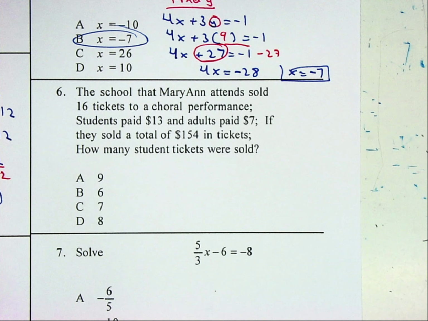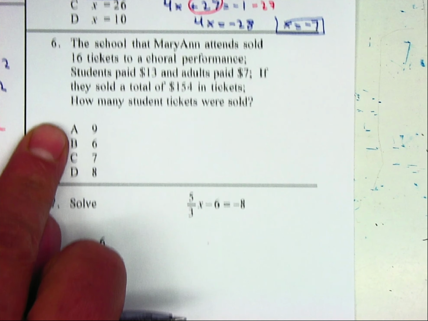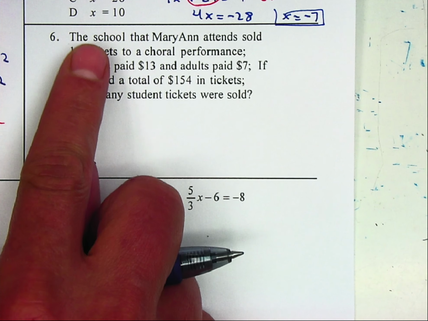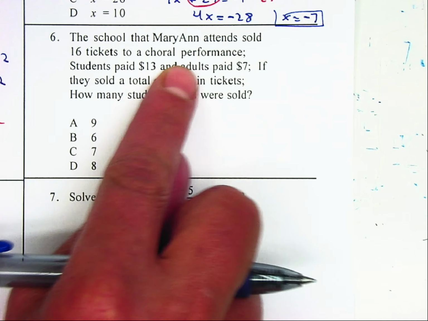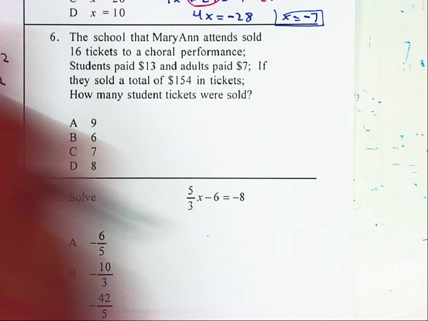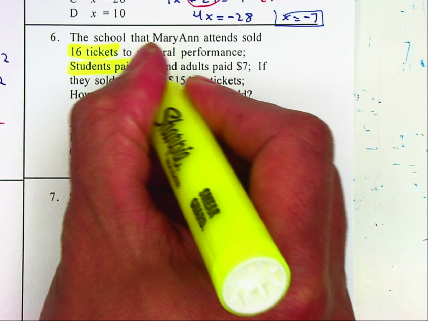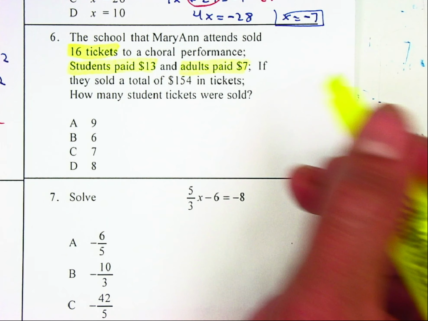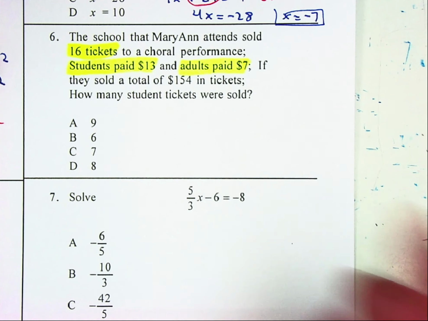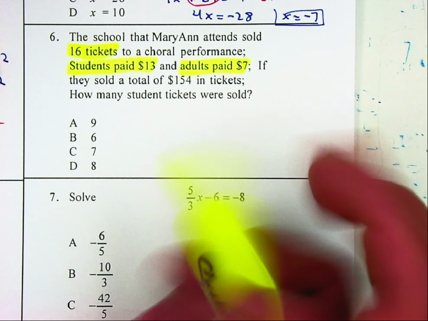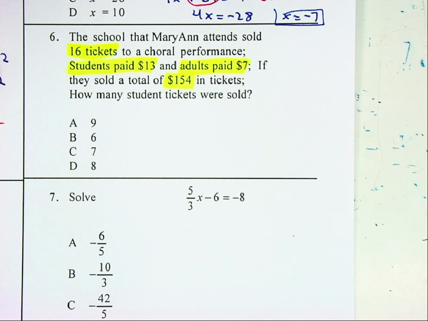Problem number 10. On problem number 10, we have a word problem. It says, the school that Mary attends sold 16 tickets for a choral performance. Student tickets pay $13, so we have 16 tickets total. Students pay 13 and adults only pay 7. I know, what would they charge adults for? But if they only sold a total of $154, how many student tickets did they sell?